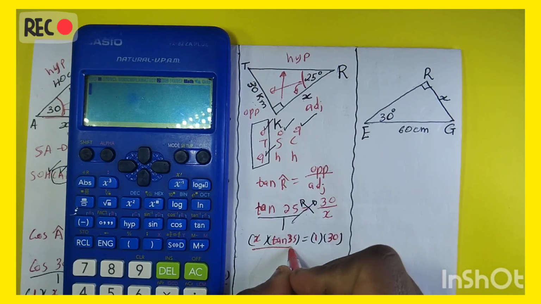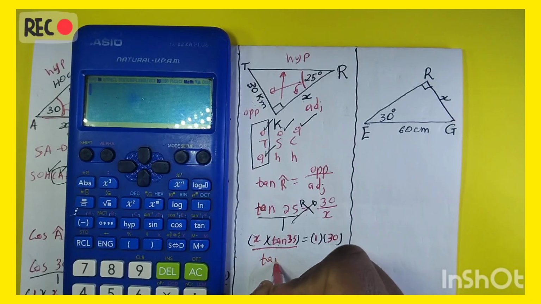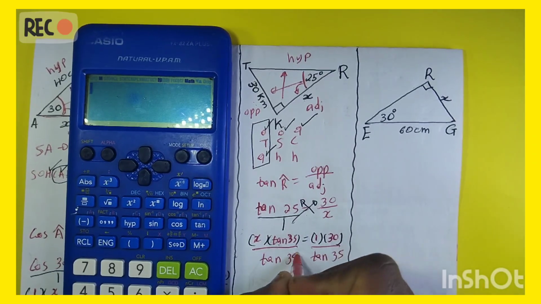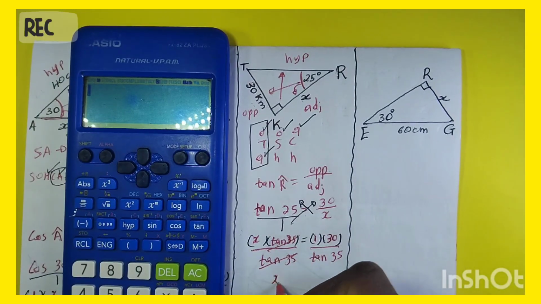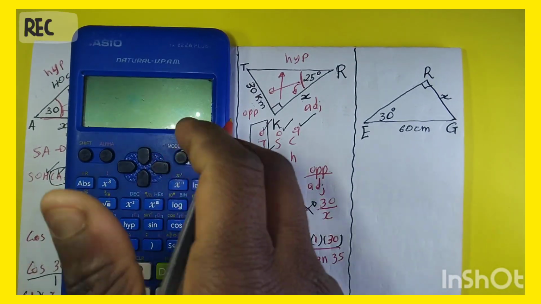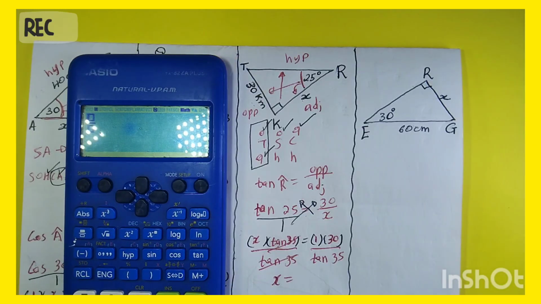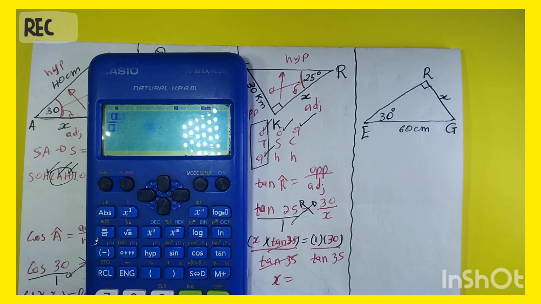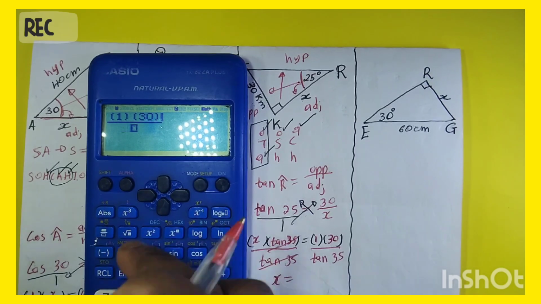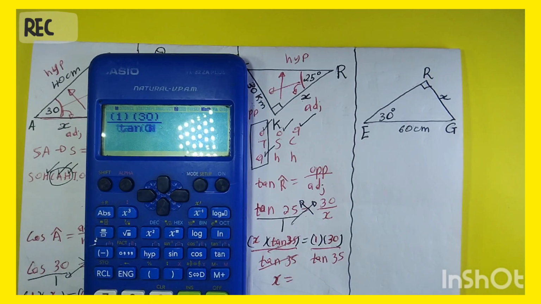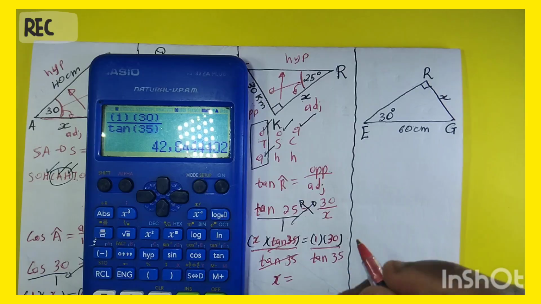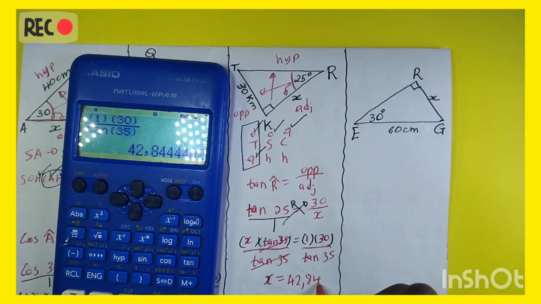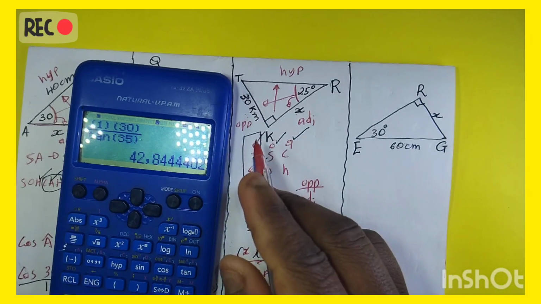Now what is in front of what I need, divide by it on both sides, so that it gets cancelled. Our X is the final answer. You just press your calculator for that: open brackets 1 and close, 30 close, divided by tan 35. So this is what I get, guys: 42.84. So there we have kilometer.